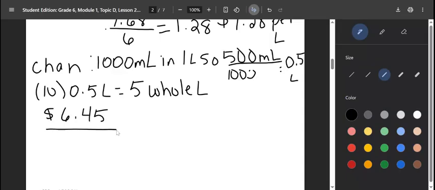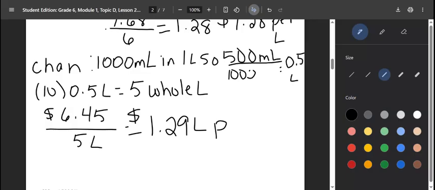Divided by 5 liters. So 6.45 divided by 5 equals $1.29 per liter. $1.29 per liter is how much they're paying.